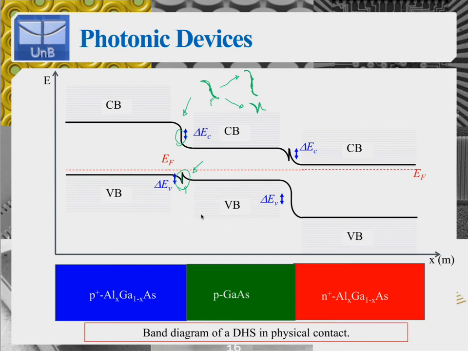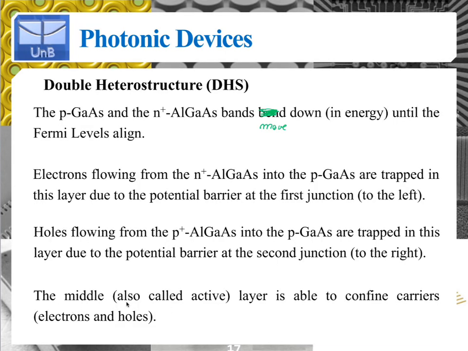So this is the beauty of the double heterostructure. You're able to confine a lot of carriers to a very small region, which you can make as small as you are able to, considering fabrication limitations, but which can be made very small. So therefore you're able to confine both types of carriers to a single region in space. Okay, so the middle region, which is also called the active region, or the active layer, is able to confine carriers of both types, electrons and holes.